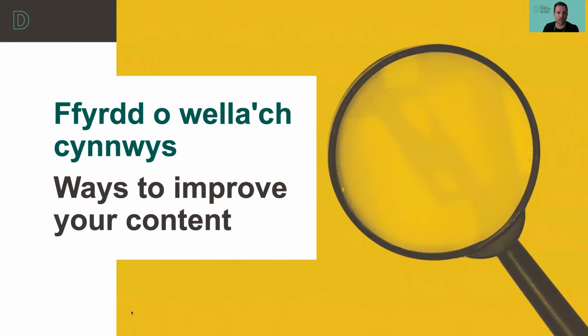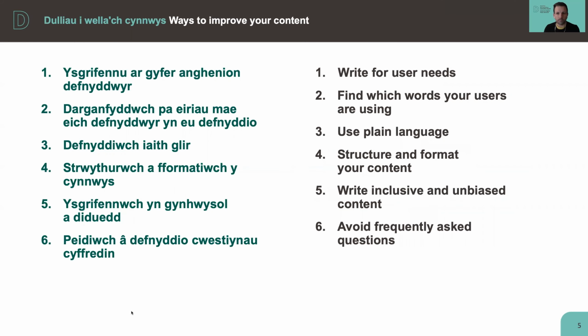So ways to improve your content. We should always remember that users are affected by the way that we say things. So the language, tone, the accessibility, and inclusivity of our content. Our content can make or break a service, and we should always be looking, therefore, for ways to improve our content. So this is a kind of a summary of what we're going to cover today.